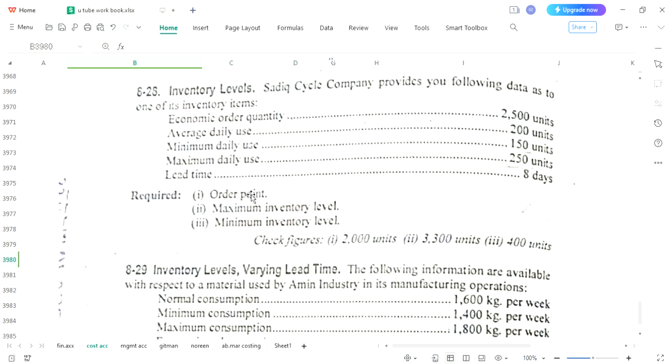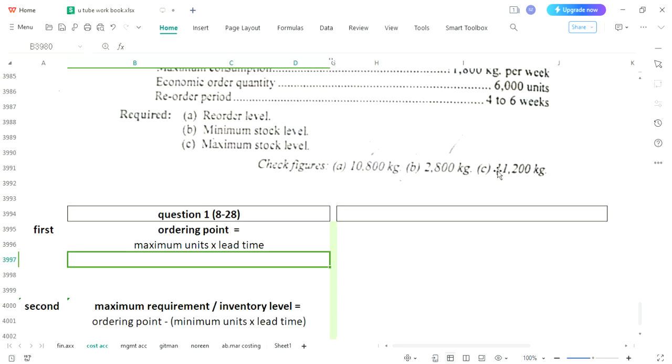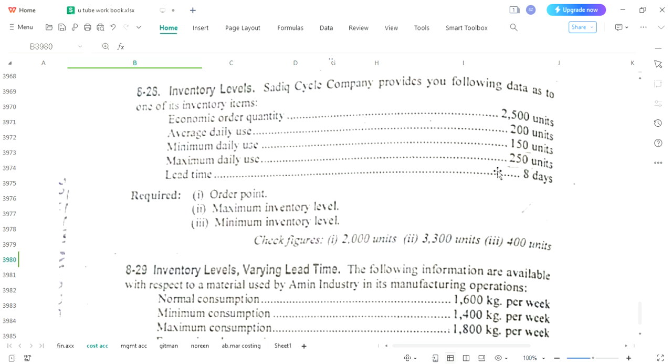Now let's see, we are going to solve the ordering point. For this we need maximum usage. Here at this point you can have maximum usage of 250 units. Put 250 over here. Then you need to multiply it with the lead time, which is also present in your question, and that is 8 days.